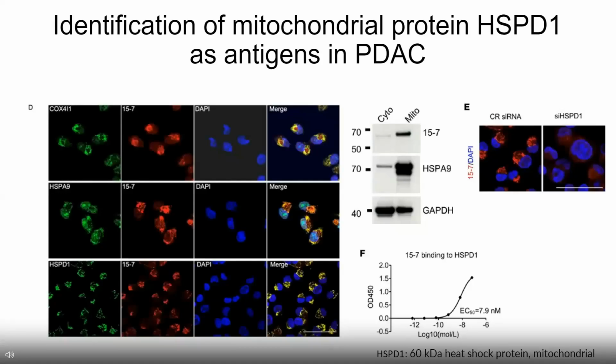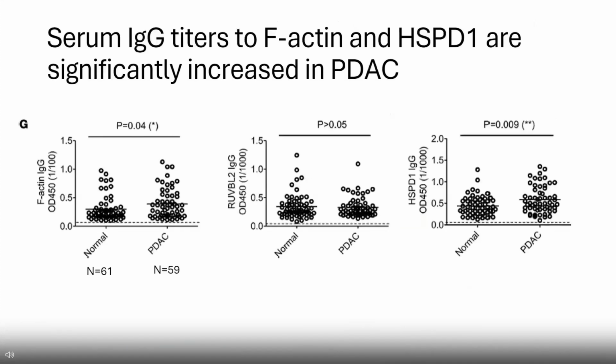This antibody was also confirmed to bind HSPD1 by using recombinant protein ELISA, and also by knocking down this target. HSPD1, for your information, is a heat shock protein. It's a 60 kilodalton heat shock protein, especially localized in mitochondria. So I showed examples where we were able to identify three antibodies recognizing antigens that are all unmutated, separate proteins, including F-actin, the nuclear protein RUVBL2, and also a mitochondrial protein.